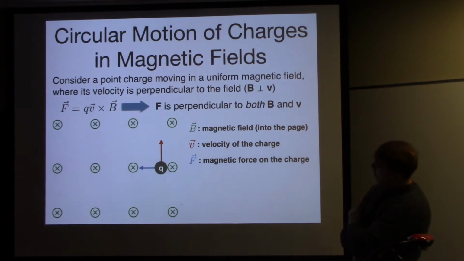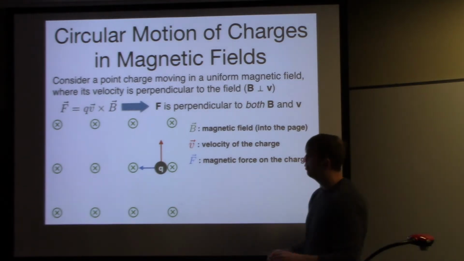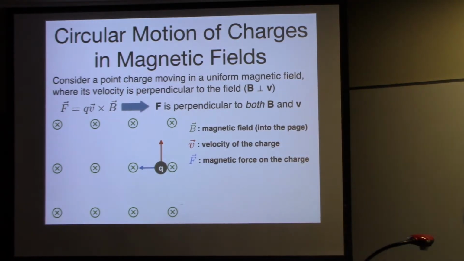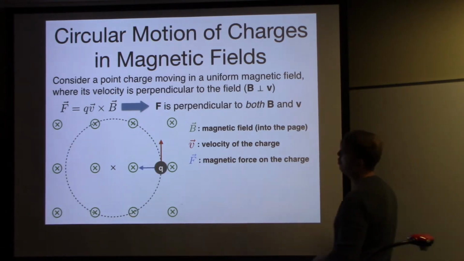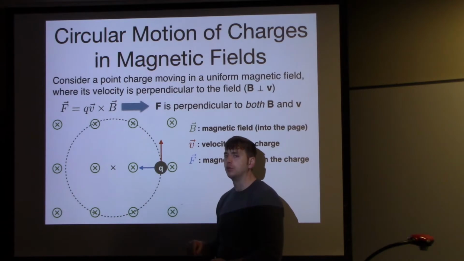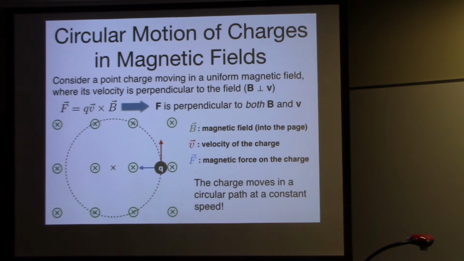Okay, well, if you think about it, what we expect to happen in this situation is for the charge itself to move in a circle, because whenever we have a net force going one way and a velocity going perpendicular to that, we have circular motion. And that's exactly what happens. So the charge moves in a circle. In this case it's going counterclockwise. And notice that, again, the net force always points inwards. The velocity always points tangent to that path. So what we have is the charge moving in a circular path at a constant speed.